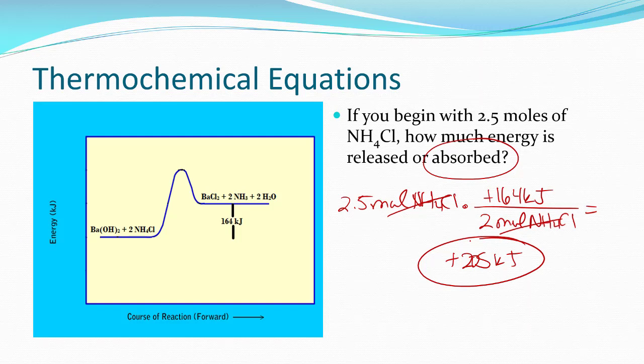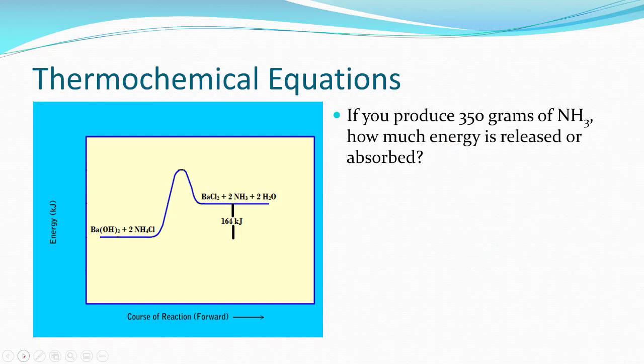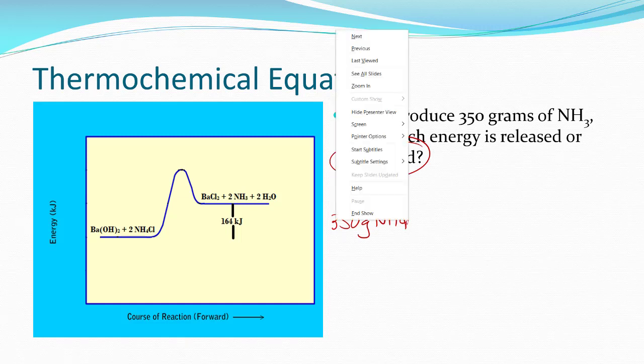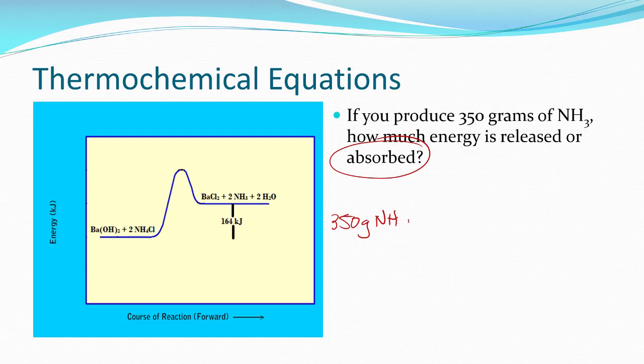This is the hardest one I can give you. Okay? If you produce 350 grams of ammonia, how much energy is released or absorbed? Well, we've already discussed that this is going to be absorbed, ladies and gentlemen. It's going to be absorbed. So our first thing we have to do, 350 grams of ammonia. Okay, 350 grams of ammonia.